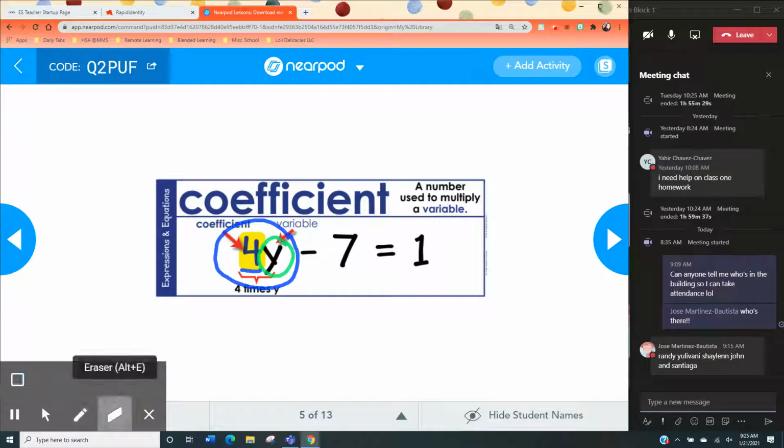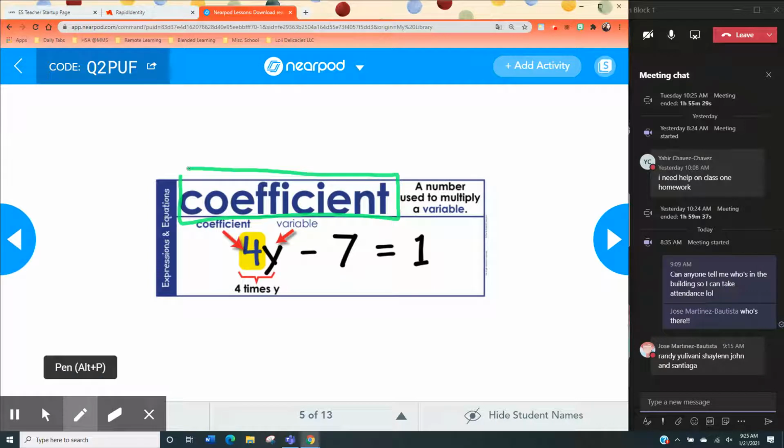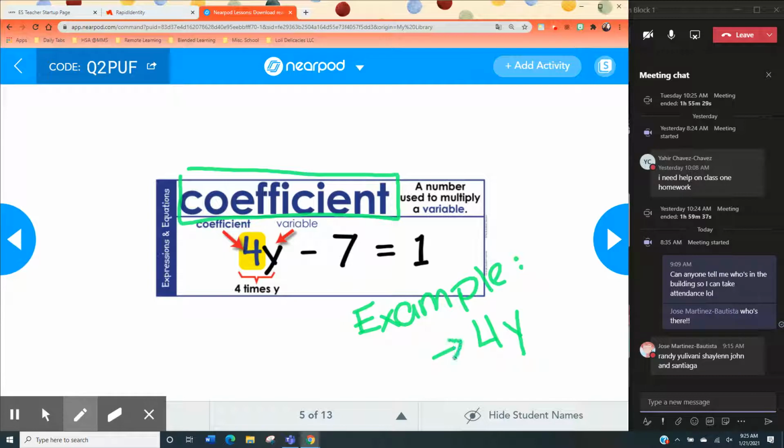And right here, this would be considered 4 times y. In your notebook, I would suggest you write the word coefficient and then you put example 4y. And then you put a little arrow pointing to the 4 so that you know the 4 is your coefficient.